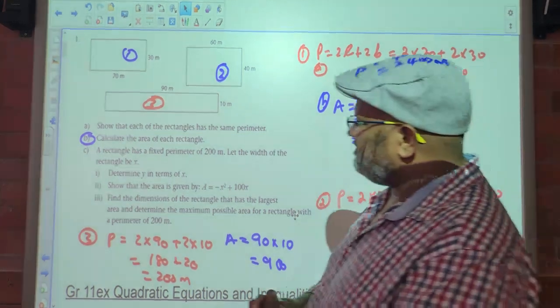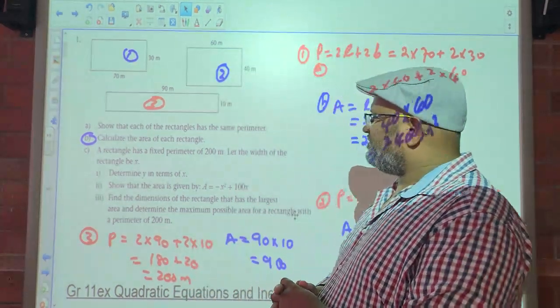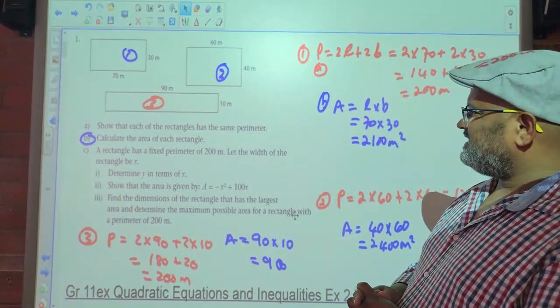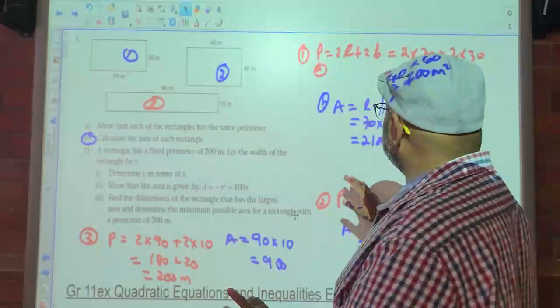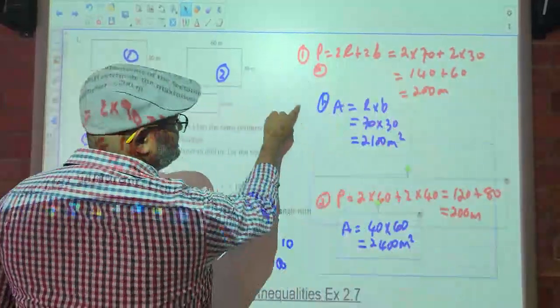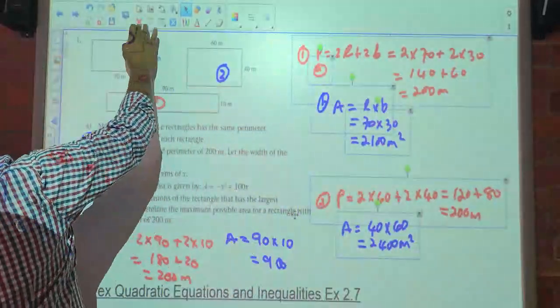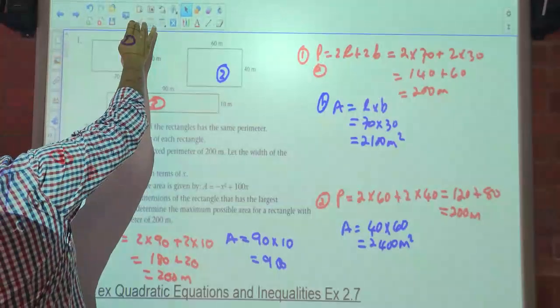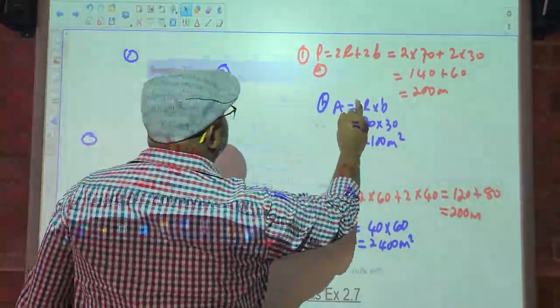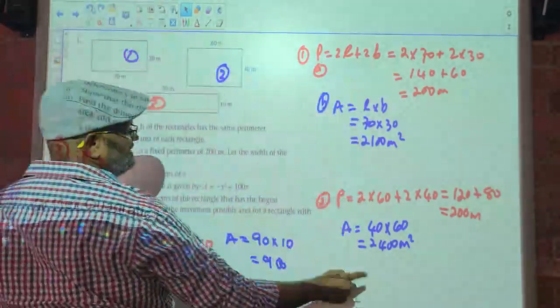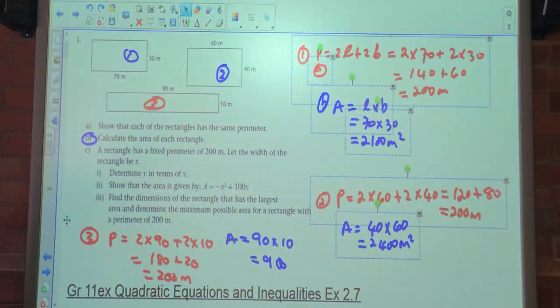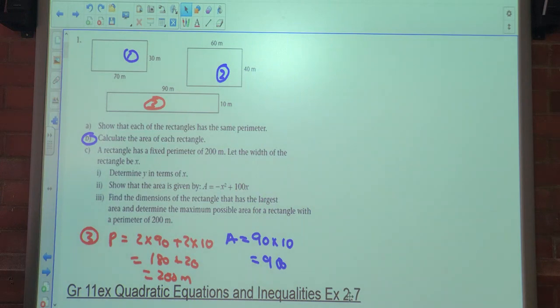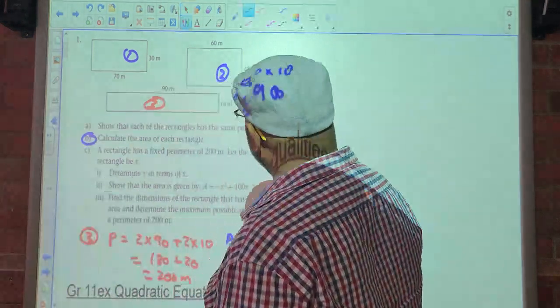Let's look at C. A rectangle has a fixed perimeter of 200. Let the width of the rectangle be x. Okay, so I'm going to take this off because I need the space. I would like to keep this in focus. Alright. So looking at C now.